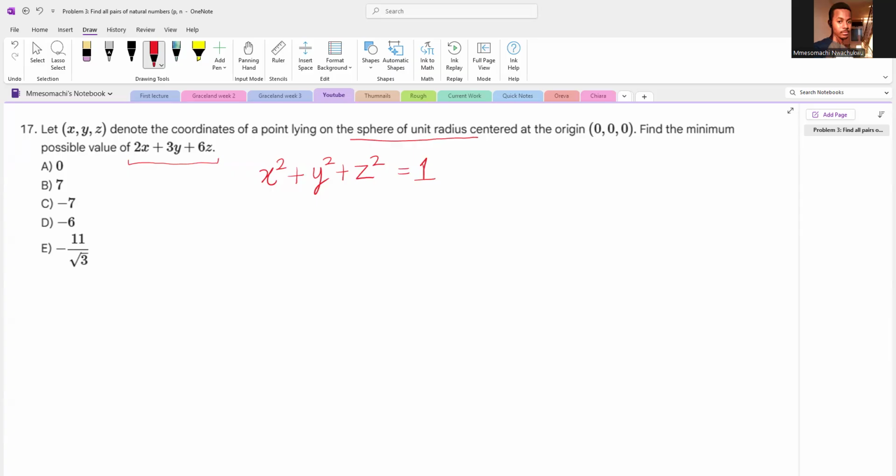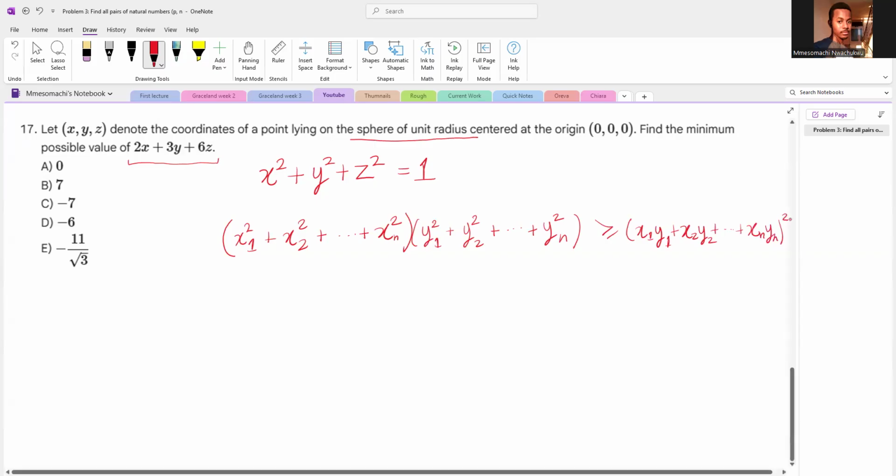We can apply what we call the Cauchy-Schwarz inequality. So I'll just write it out here. You have x1 squared plus x2 squared plus ... xn squared, multiplied by y1 squared plus y2 squared plus ... yn squared. This is greater than or equal to x1 y1 plus x2 y2 plus ... xn yn, all squared. Okay, so we can apply this here.